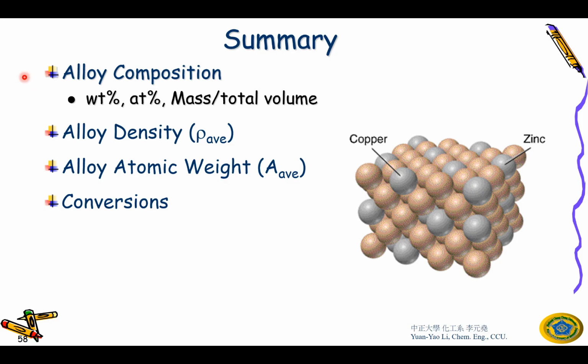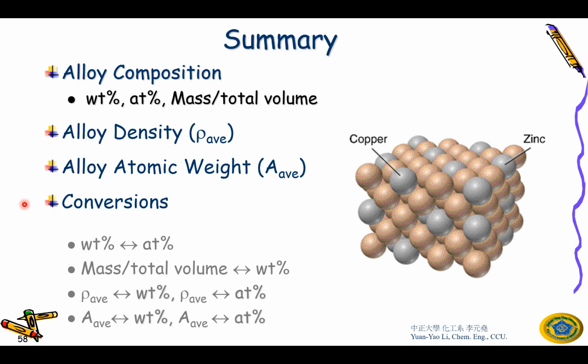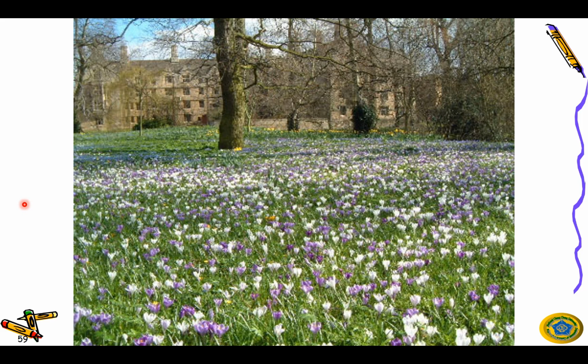Right, so the summary for this is you need to know this alloy composition. You need to know the definition by weight and by atoms. Atoms is for moles, right? And of course, you can also use the mass per total volume, and the conversion factor is density and molecular weight. All you need to know is conversion. Okay, I think I finished this topic.